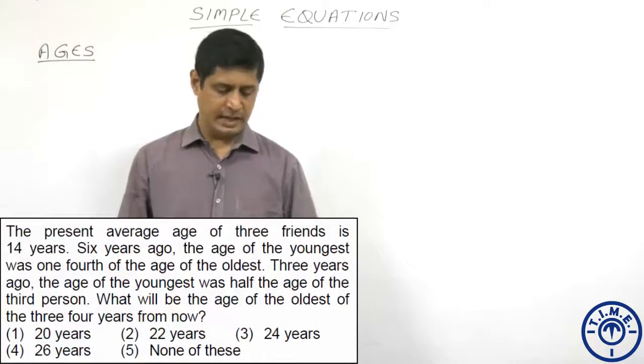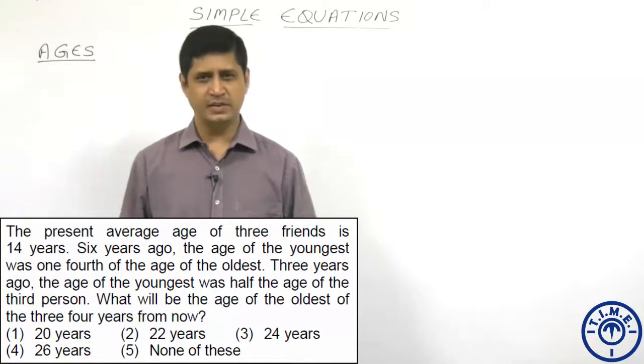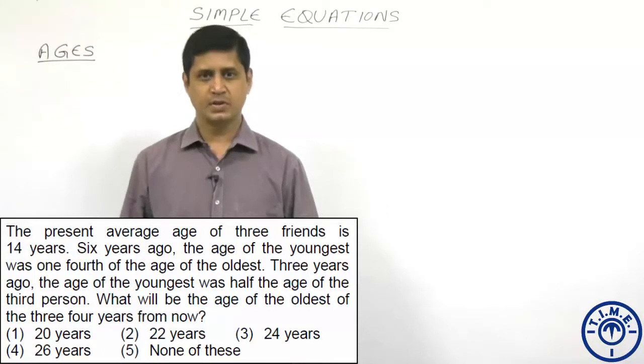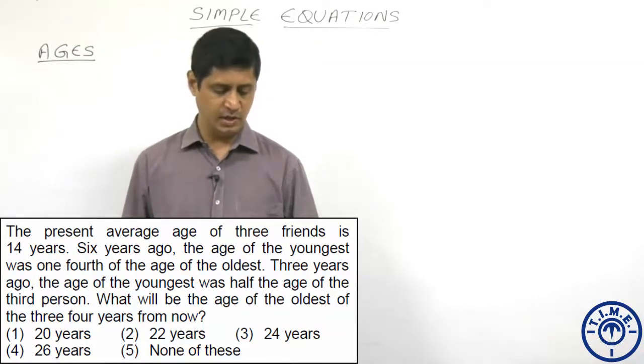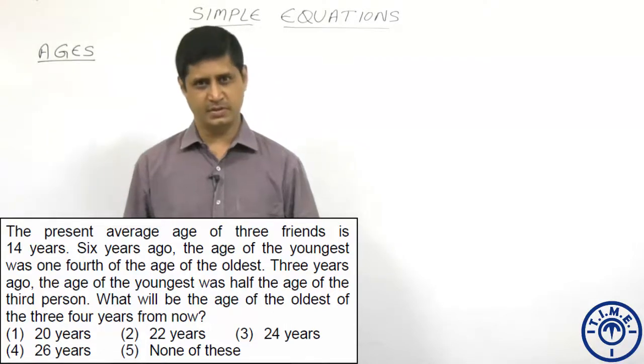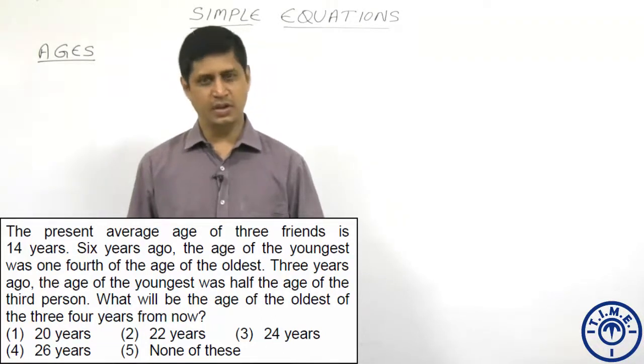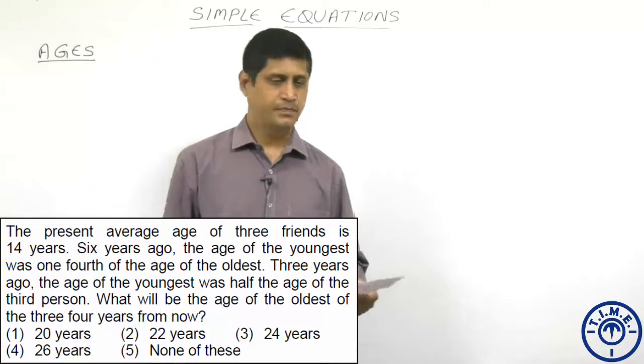The present average age of the 3 friends is 14 years. 6 years ago, the age of the youngest was 1/4 of the age of the oldest. 3 years ago, the age of the youngest was half the age of the third person. So, what will be the age of the oldest of the 3, 4 years from now?